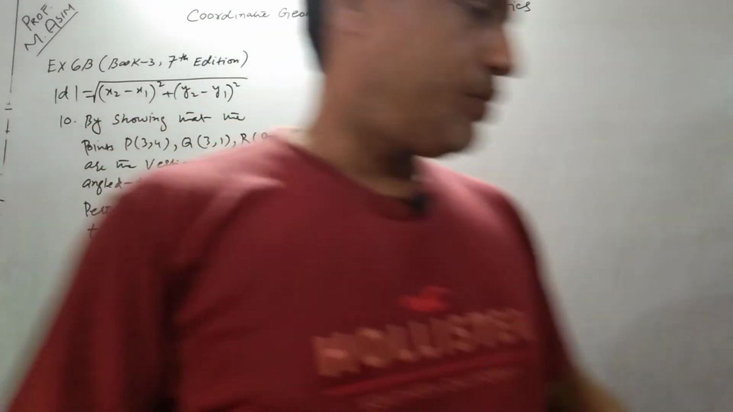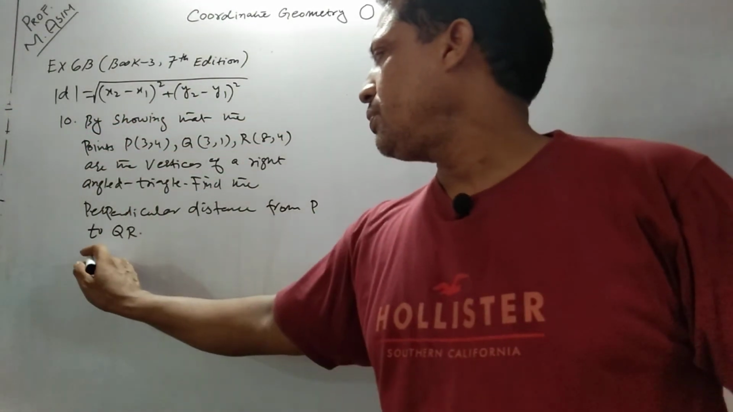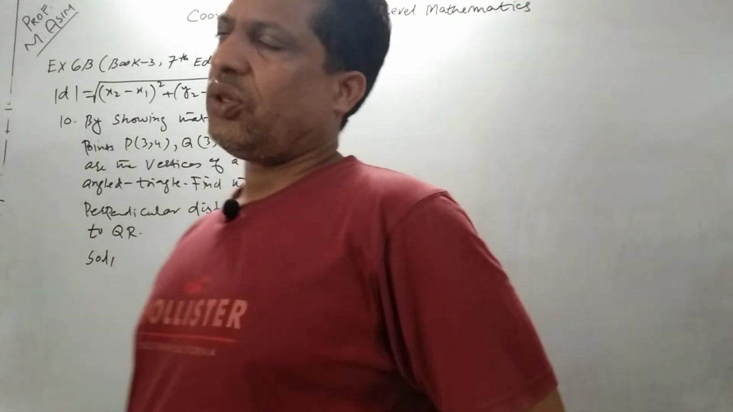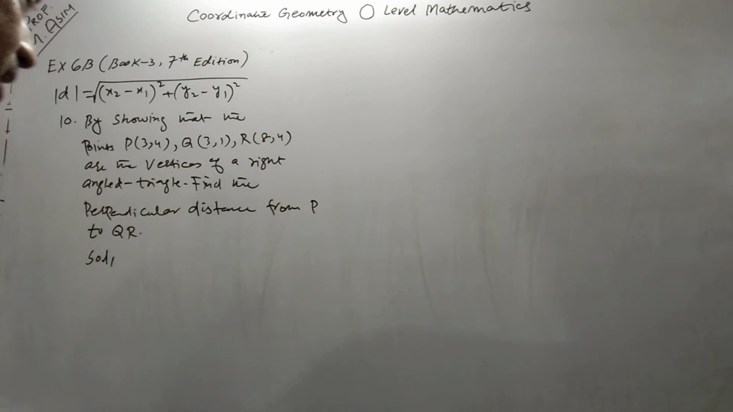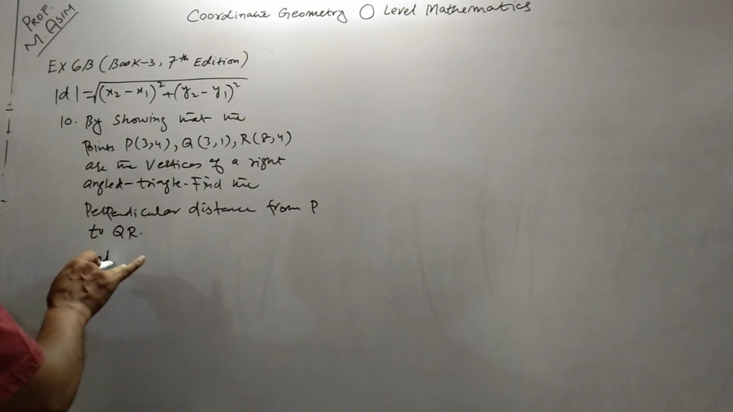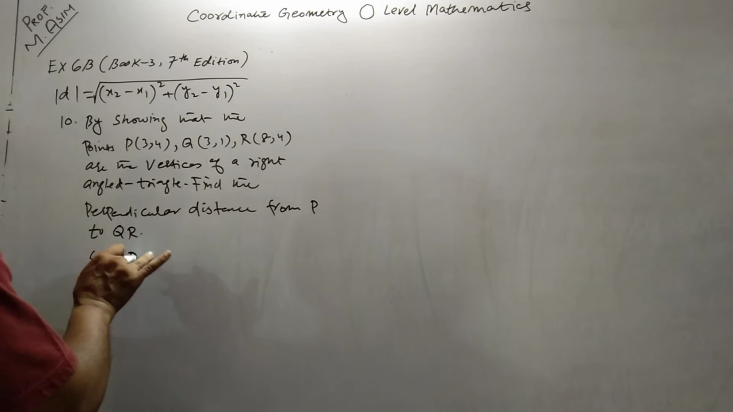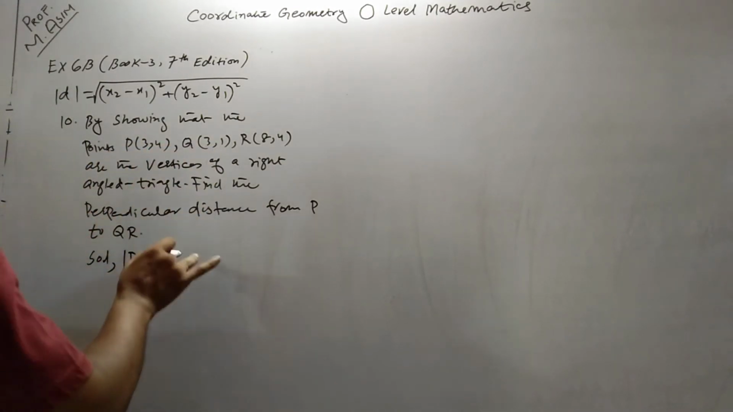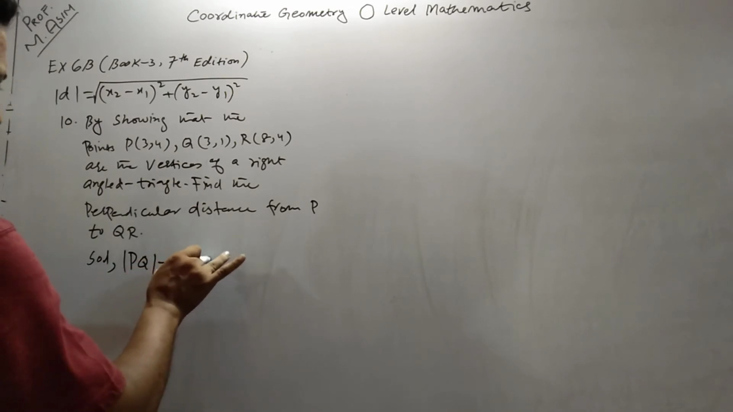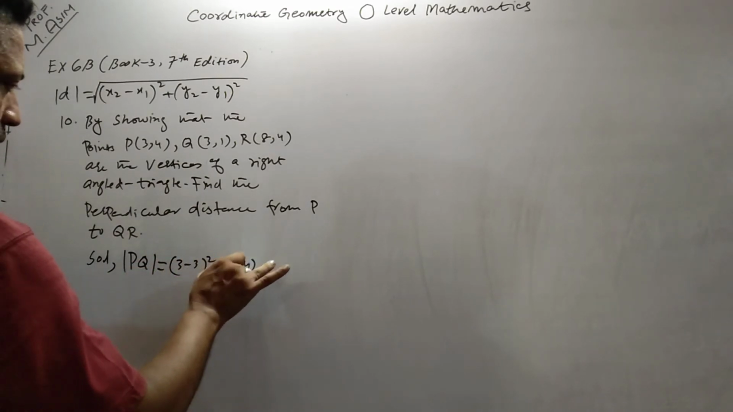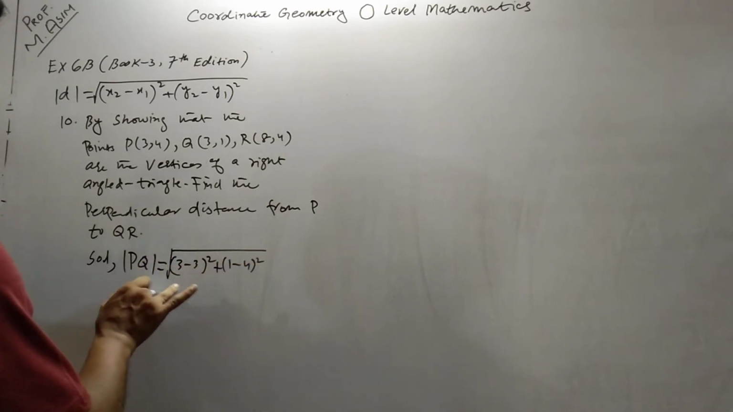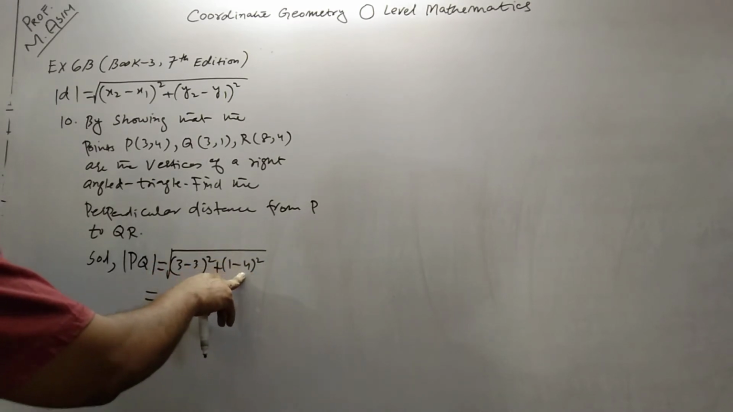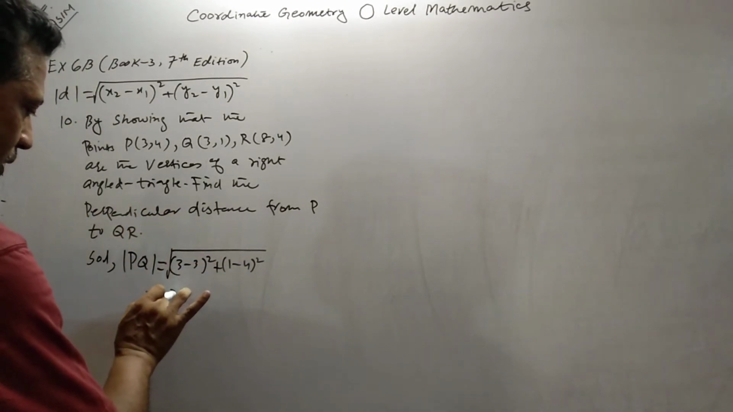Very easy question. First, how to prove that these 3 points are the vertices of a right angle triangle? First, we have to find the distance of all the points, like the distance of PQ. This is x1, y1, this is x2, y2. So the answer is the square root of (3 minus 3) square plus (1 minus 4) square. 3 minus 3 is 0, 0 means nothing. 1 minus 4 is minus 3, square is 9, and the root of 9 is 3.